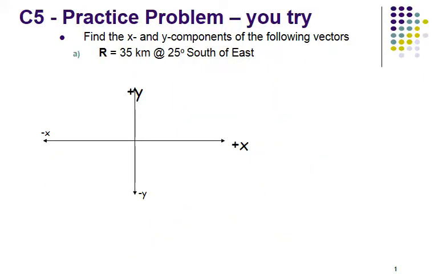Okay, so why don't you go ahead and try this one. Draw out the coordinate axis, draw out the vector itself, and then solve for the x and y components. Make sure as you draw this, you draw the tail to tip with the vectors. So go ahead and pause it, and then hit play when you're ready to check your answer.